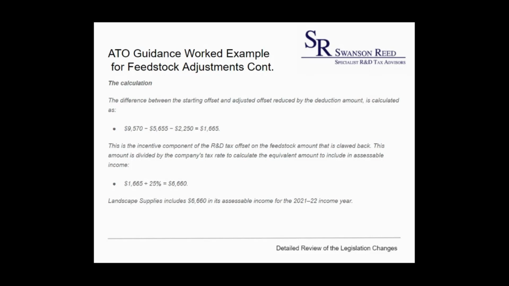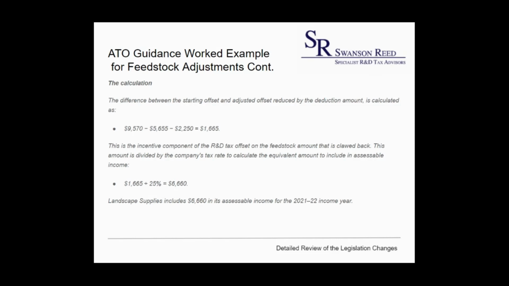The difference between the starting offset and adjusted offset reduced by the deduction amount is calculated as 9,570 minus 5,655 minus 2,250 equals 1,665. This is the incentive component of the R&D tax offset on the feedstock amount that is clawed back. The amount is divided by the company's tax rate to calculate the equivalent amount to include in assessable income.